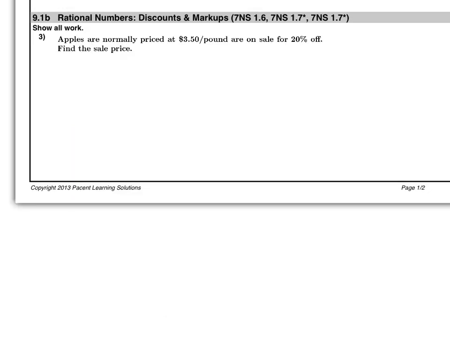Number 3 says, discounts and markups. Apples are normally priced at $3.50 per pound, and they are on sale for 20% off. Find the sale price. Well, since it's a sale, we know it's a discount, which means that we are subtracting. So our question is, what is 20% of $3.50? Convert it to algebra and solve.